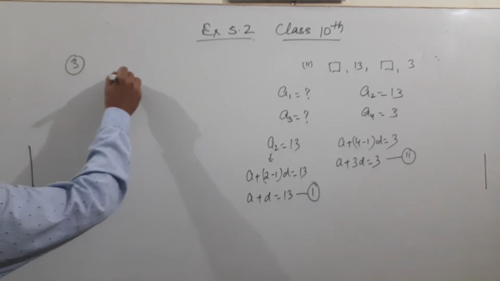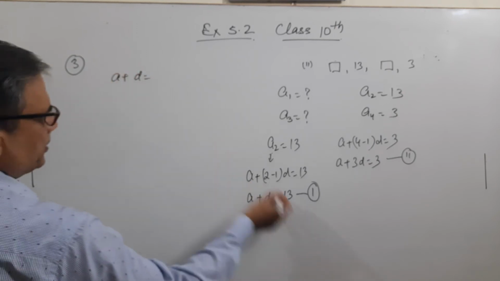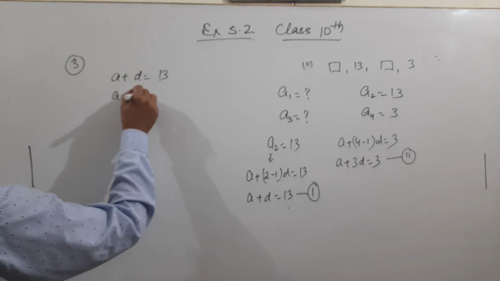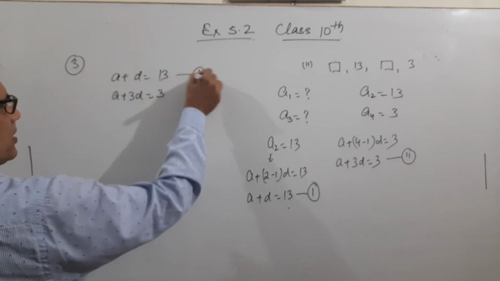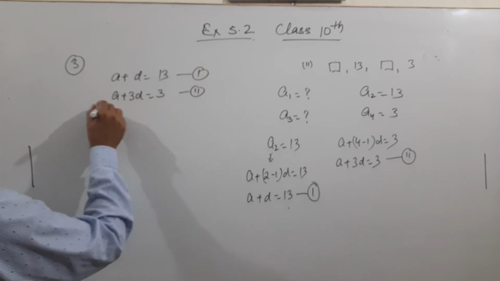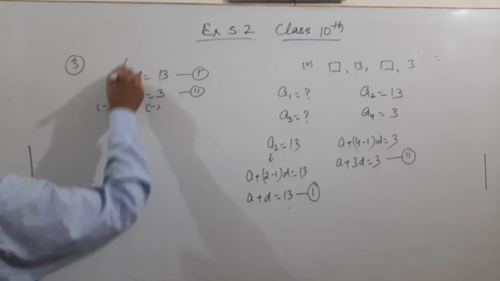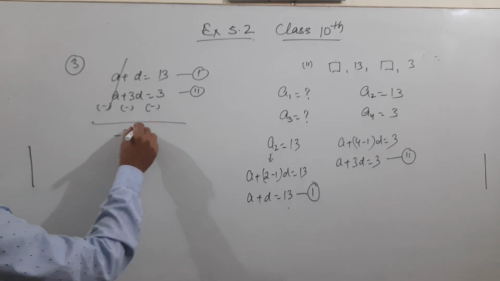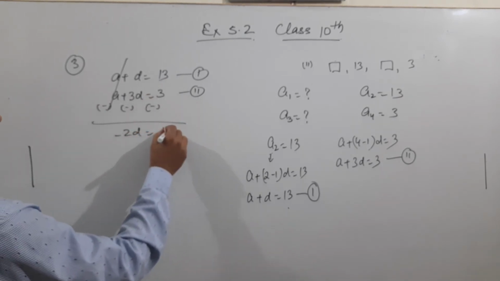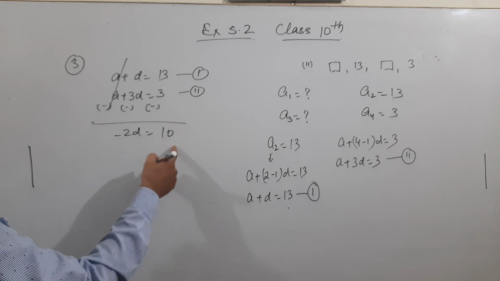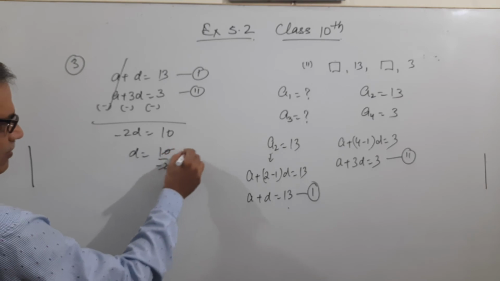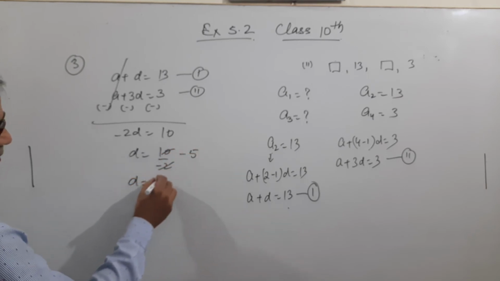Here A plus D is equal to 13, and here A plus 3D is equal to 3. Equation number first, equation number 3. Change the sign. A will cancel. And here is D, here is minus 3D. That will be minus 2D is equal to 13 minus 3, which is 10. Minus 2 multiplied, here it will be divided. D is equal to 10 upon minus 2, which will be minus 5. So D is equal to minus 5.